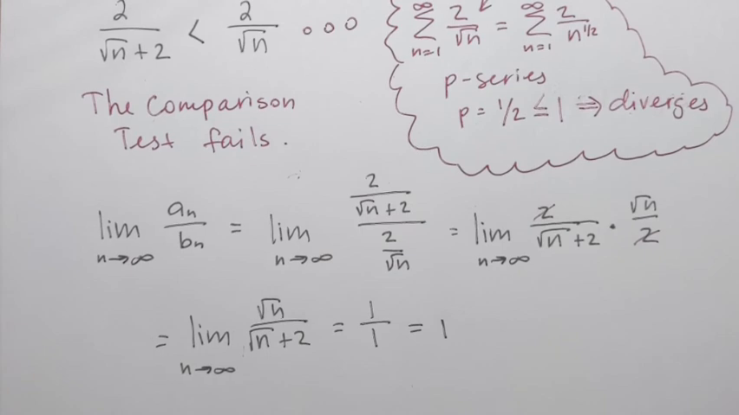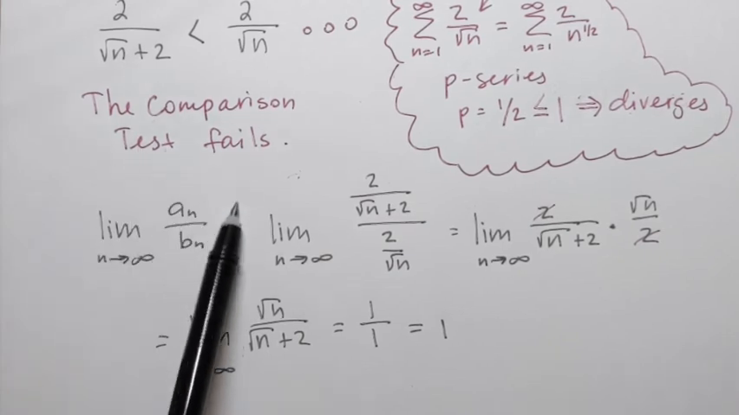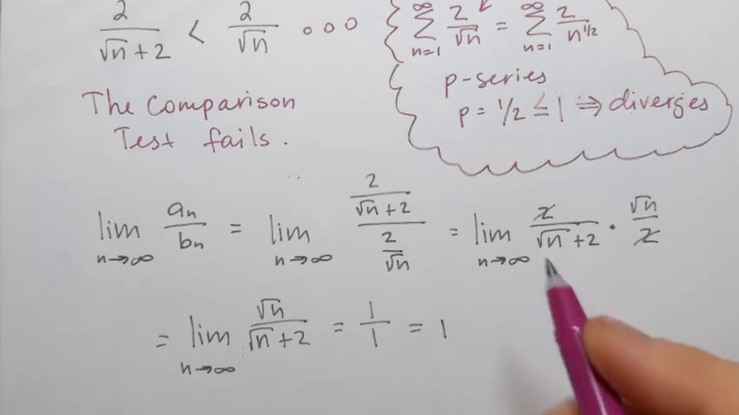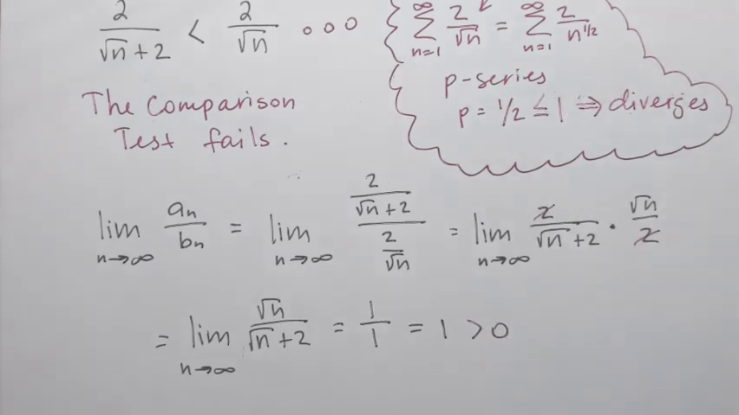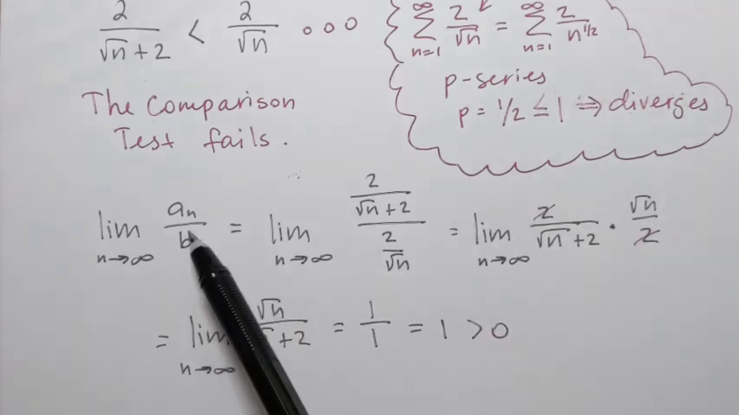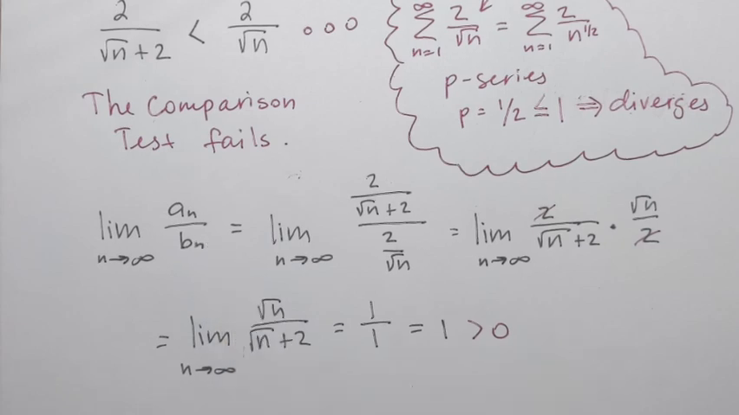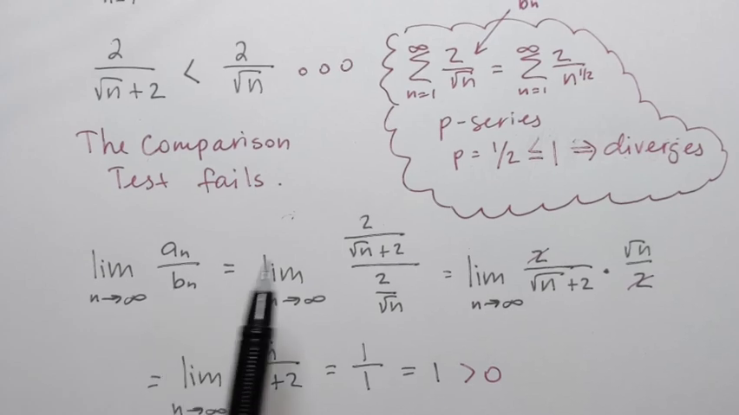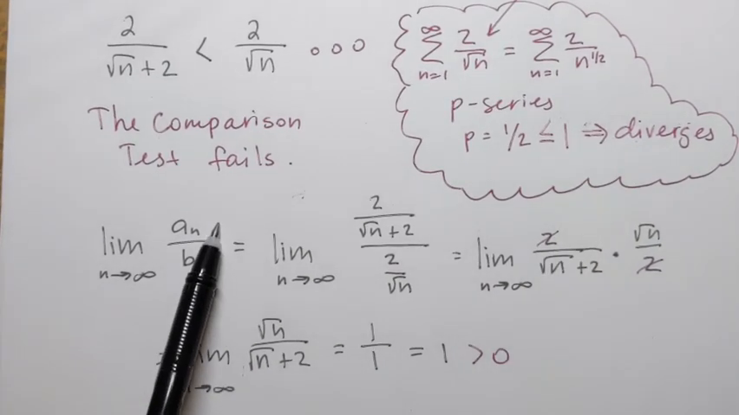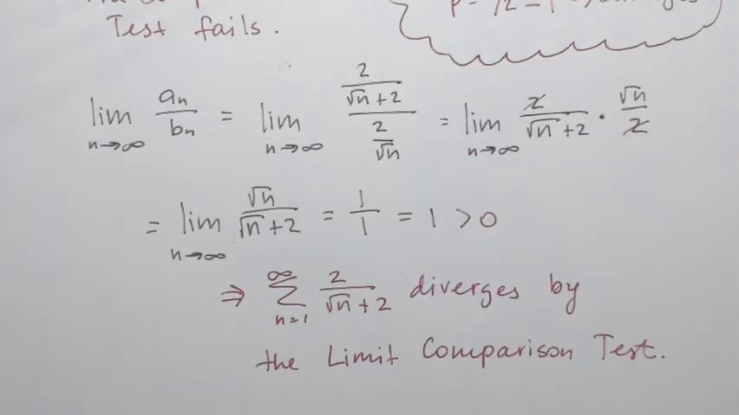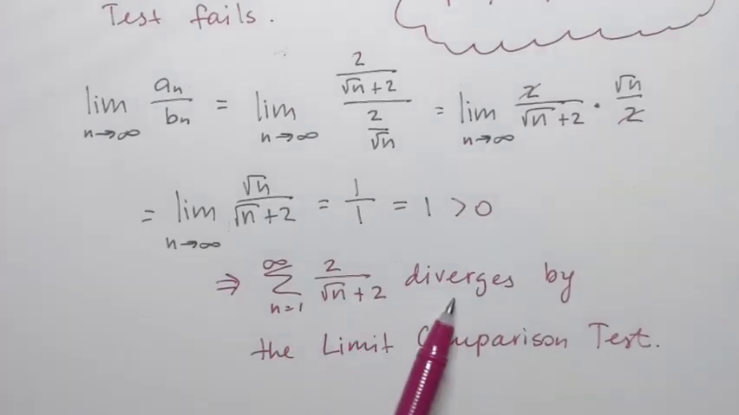And according to the limit comparison test, if this limit equals a finite positive number, so that means that it's greater than 0, then either both series converge or both of them diverge. So we know that the series where we got the b sub n term diverges. Well, that means that our series, the one that has the a sub n term, also diverges. So here's the result: the series diverges by the limit comparison test.